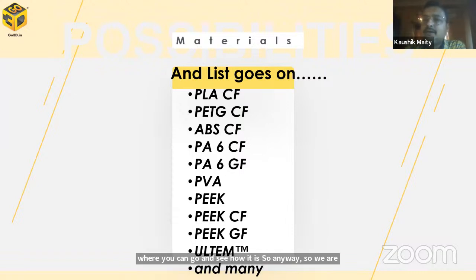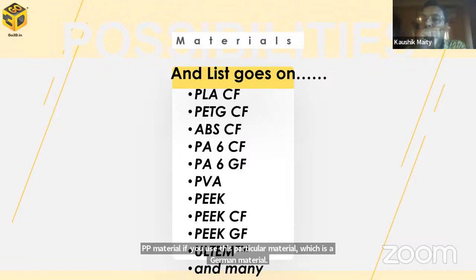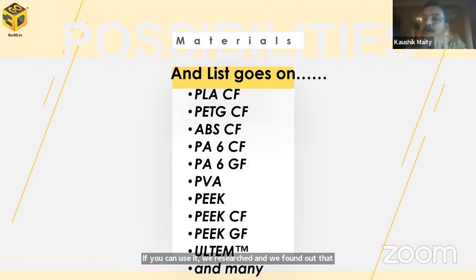we did the R&D and we successfully printed a product, and we told the customer: see, if you use this particular material, which is a German material, the product which you want to print is printed and you will get it. So if you buy our printer, we will customize that printer. We will customize our printhead and everything according to your material, and we will give you a 1000 mm bed size. So he's very happy.